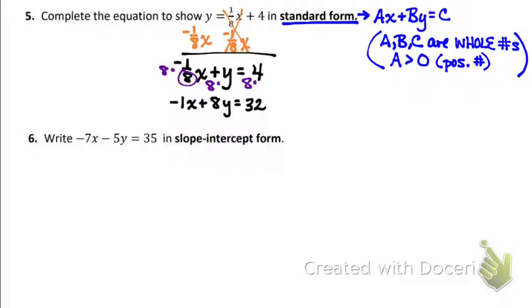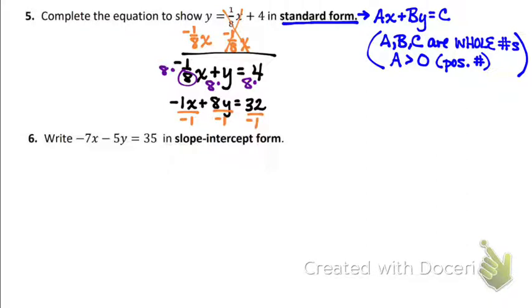All right, so I'm checking through this again. Are x and y still on the same side? Yes. Do I have only whole numbers? Have I met all my criteria then? What's wrong? A is not a positive number. My A is a negative number right now. What can I do to this to make it positive? I can divide it by what? Negative 1. I can either multiply or divide by negative 1.